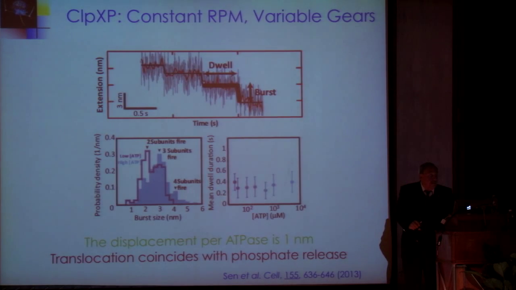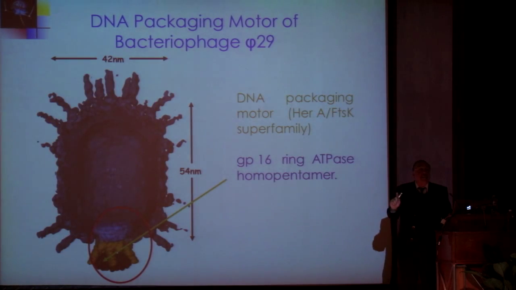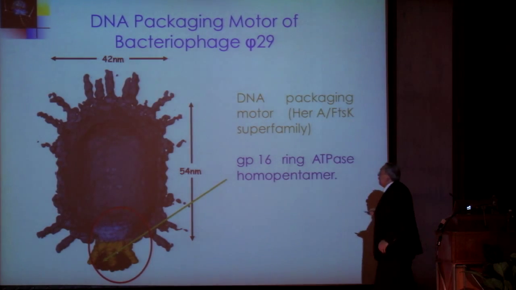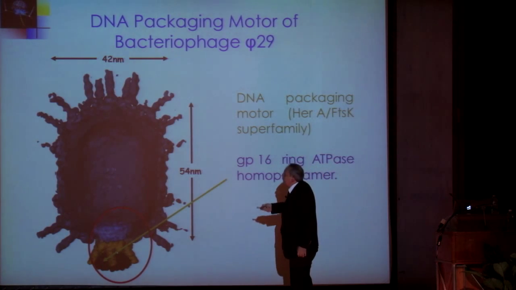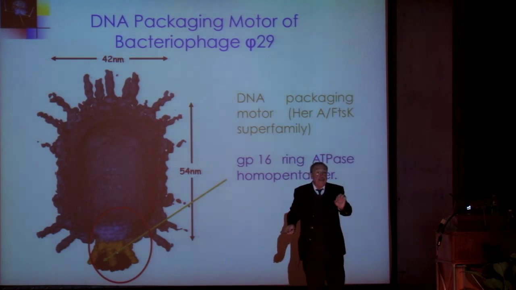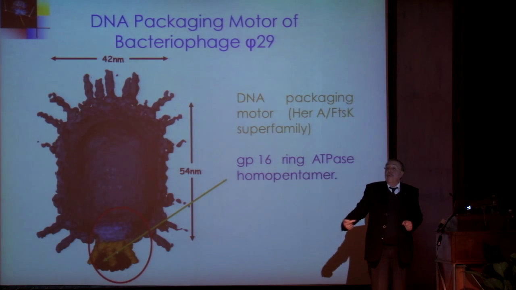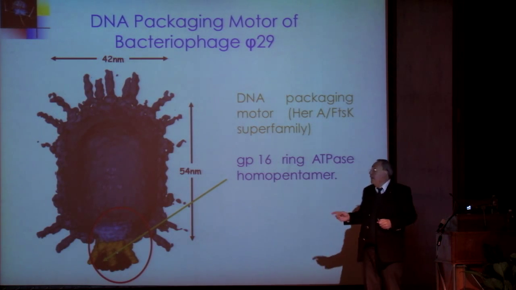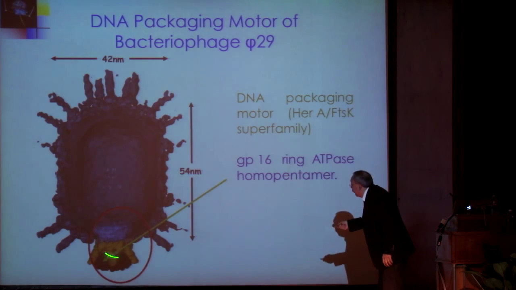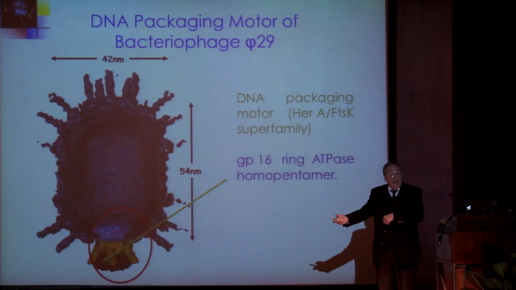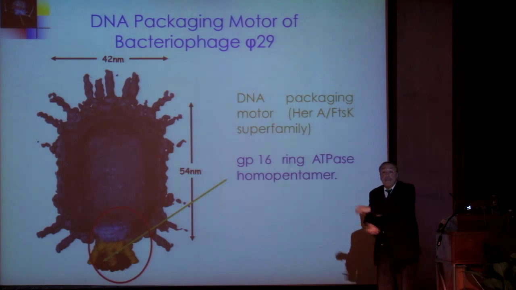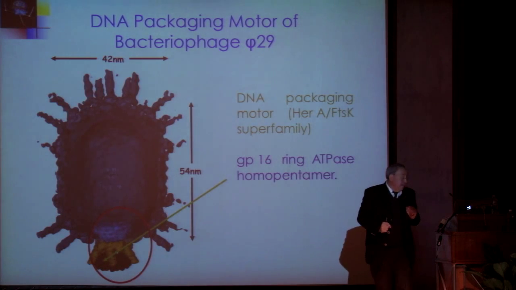The reason I mention this is because I'm going to show you an example where exactly the opposite happens in a different motor. This motor sits at the base of a virus called Phi29. This virus infects bacteria, and then the capsid self-assembles inside the bacterium. But now the problem is, how do we get the DNA inside? Well, there is a tiny little machine at the base of this virus that grabs the DNA, burns ATP, pulls the DNA and packages it inside the capsid.